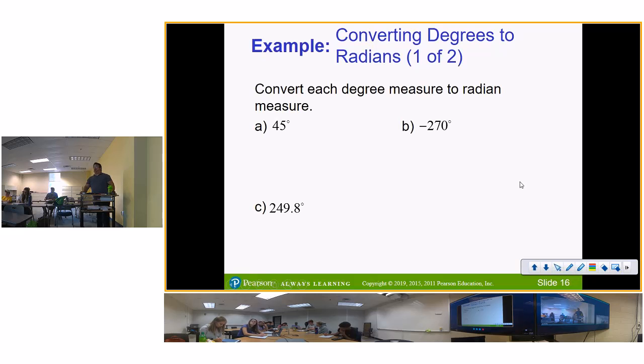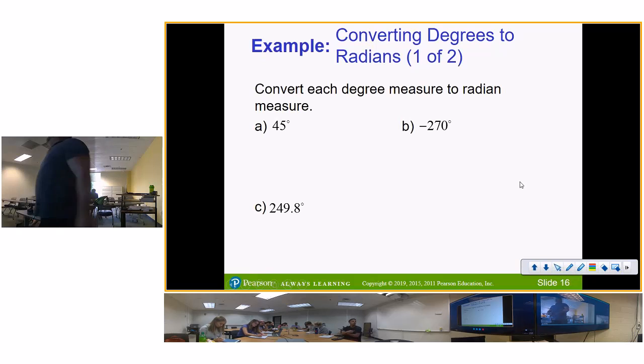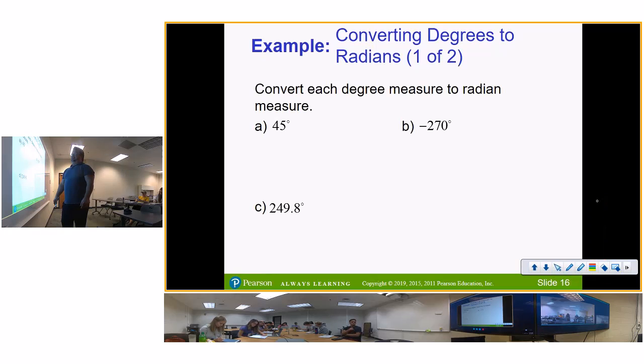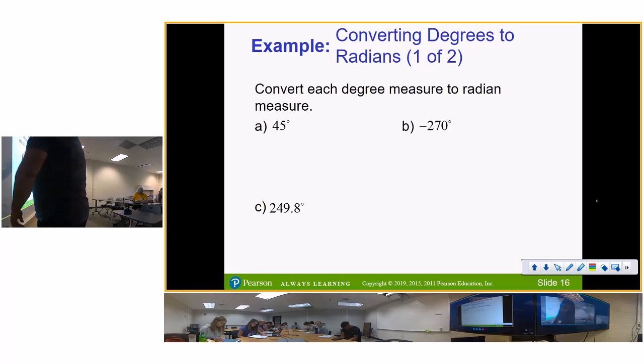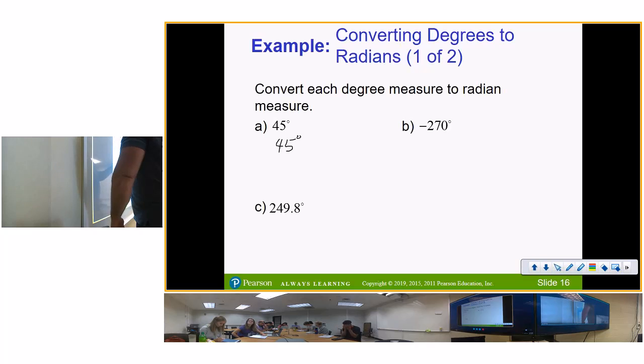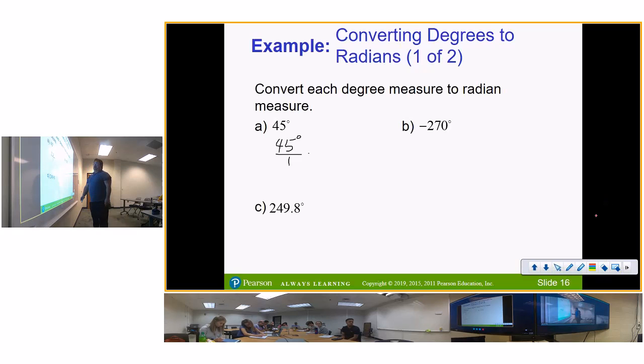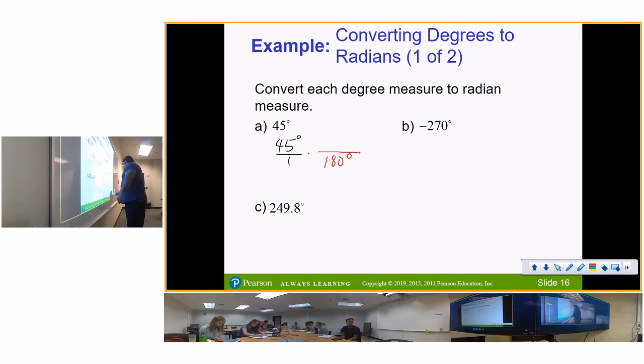So 45 degrees. These are test questions, and there are 3 of them there, and don't doubt there will be 3 on the test. It's important, not because of the real world, but because of academia. 45 degrees over 1. So I've got to multiply by what? I want the degree to go away, so I multiply by degrees on the bottom, and that means the 180 goes on the bottom.